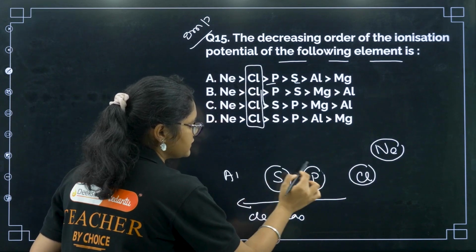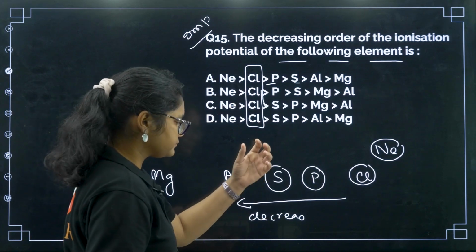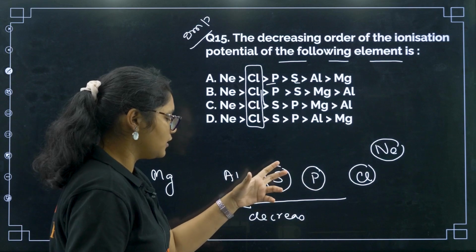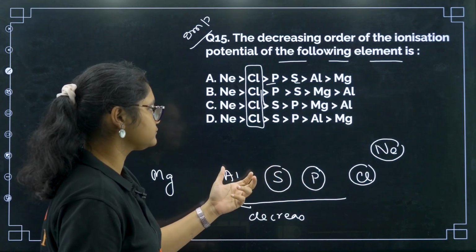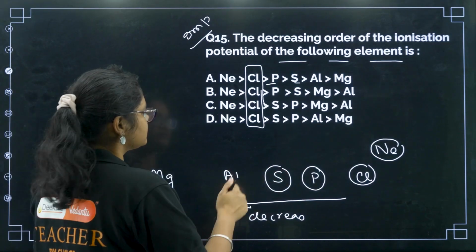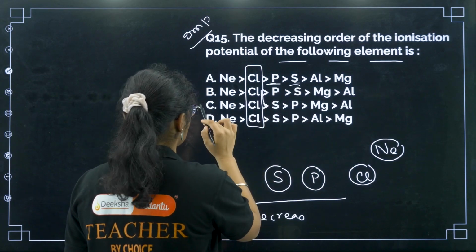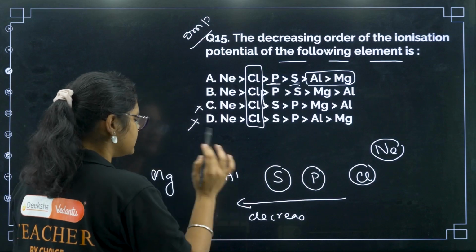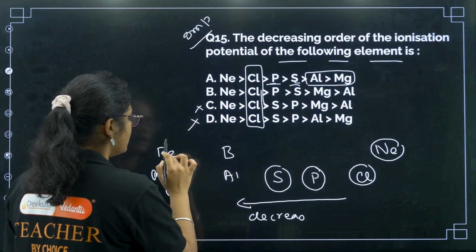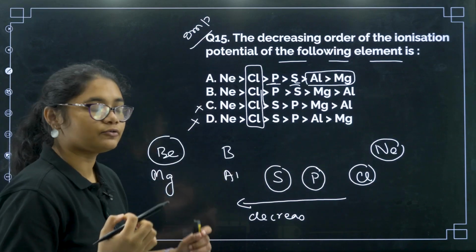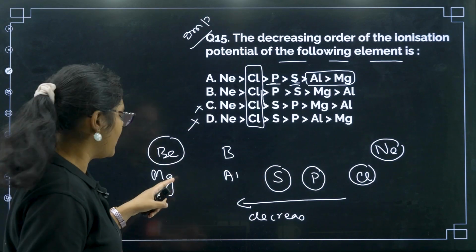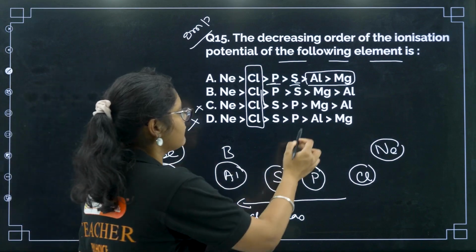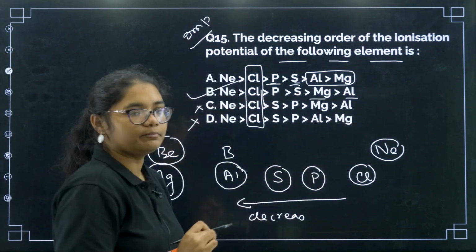Now if you compare phosphorus and sulfur, phosphorus will have more than sulfur. Why? Because phosphorus has a half-filled configuration, so phosphorus will come first, then sulfur, so we can eliminate these two options. Now if you compare aluminium and magnesium, the same as boron and beryllium, beryllium will have more because we have to remove an electron from the 2s orbital, and here it will be from 3s, while here you will remove from 3p. That is why magnesium will have more than aluminium, so option number B here.